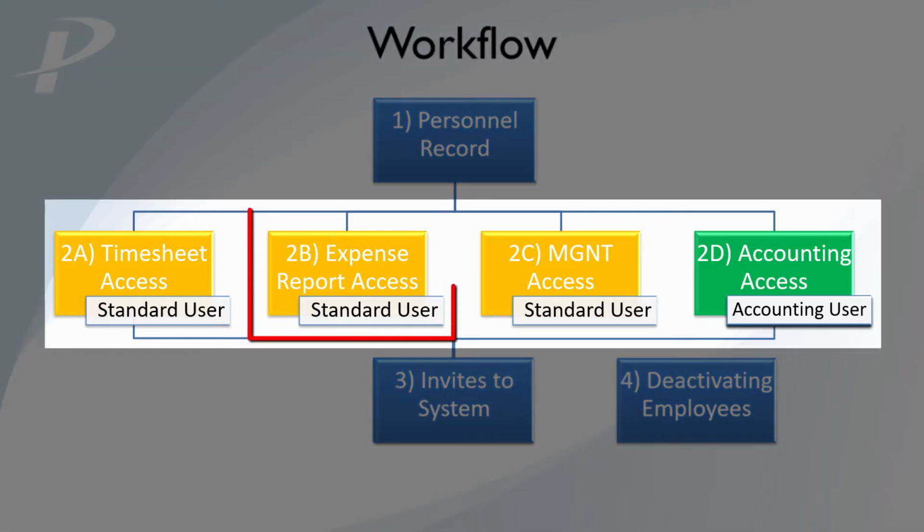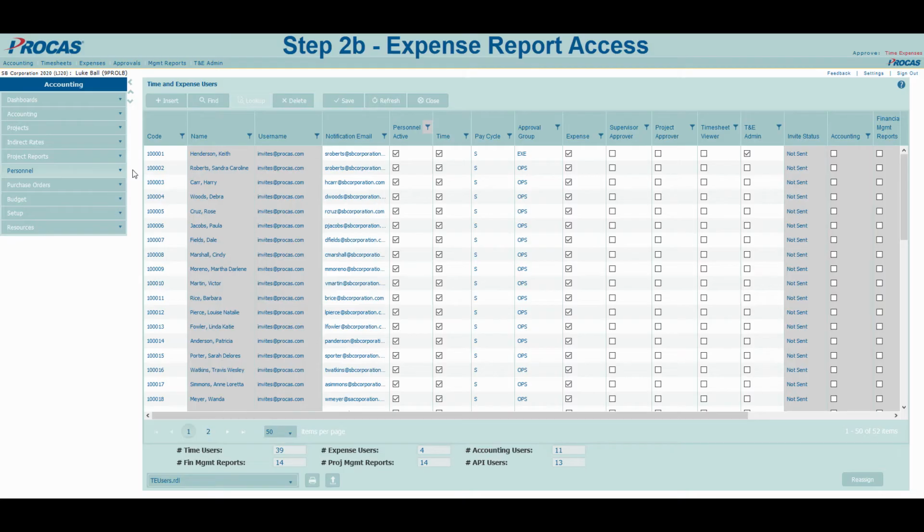Now that timesheet access has been provided to our users, let's establish access to expense reports. Step 2B, establishing expense report access. Similar to setting up our users with timesheets, we're going to navigate to two key menus for establishing expense access, both of which are also located under Accounting, Personnel.